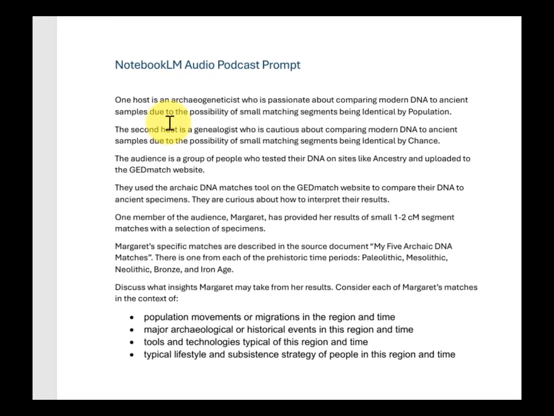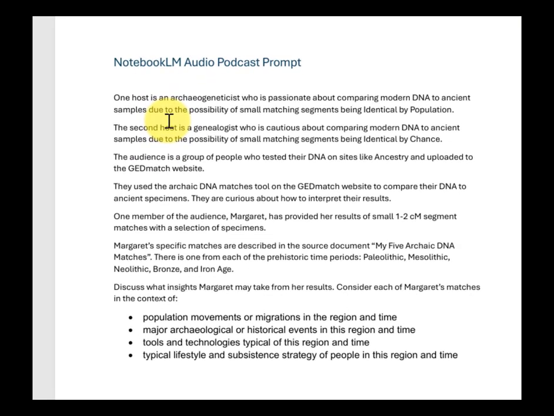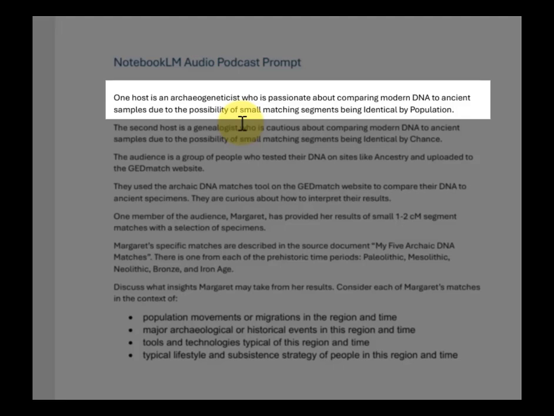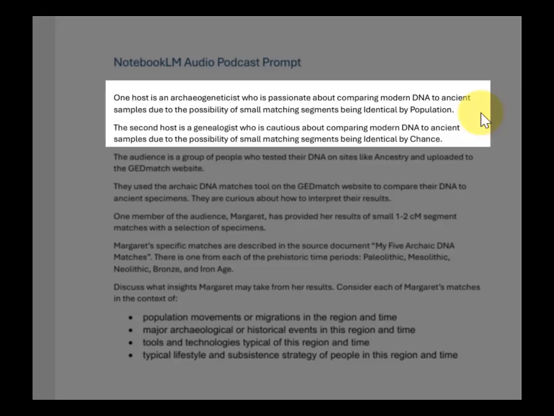The way the podcast works is that there are 2 presenters. They spar off one another. One host is an archaeogeneticist who is passionate about comparing modern DNA to ancient samples due to the possibility of small matching segments being identical by population. The second host is a genealogist who is cautious about comparing modern DNA to ancient samples due to the possibility of small matching segments being identical by chance. Note the word cautious there. I've chosen the deep dive. If I chose the debate format, I change the words cautious to skeptical.